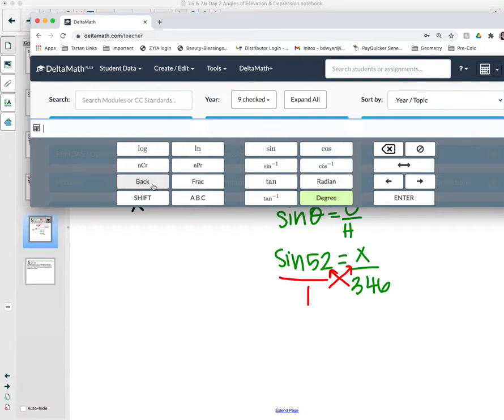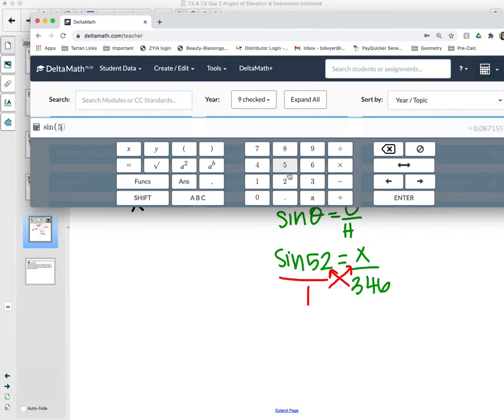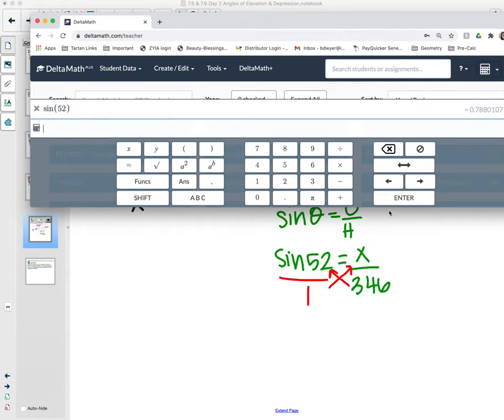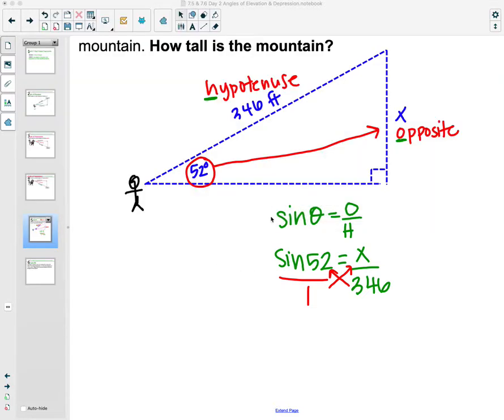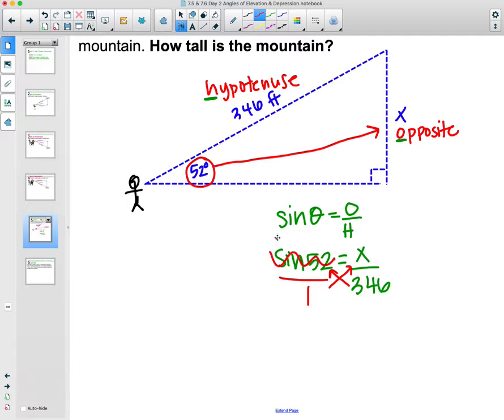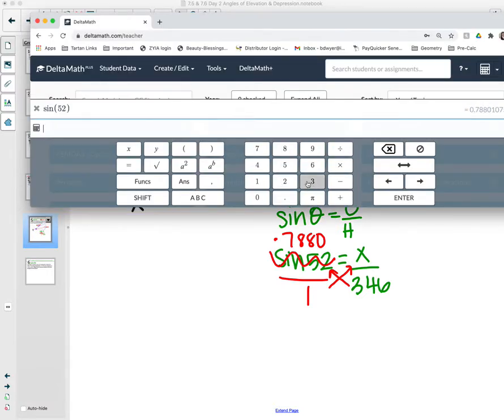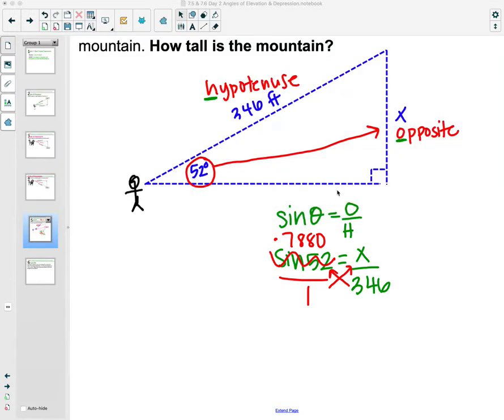We'll go to our Delta Math calculator, hit functions, sine of 52, hit enter, and we get 0.7880. So we're going to multiply the 346 times that. So 346 times this previous answer. I'm just going to hit answer and then hit enter, and we get 272.65.